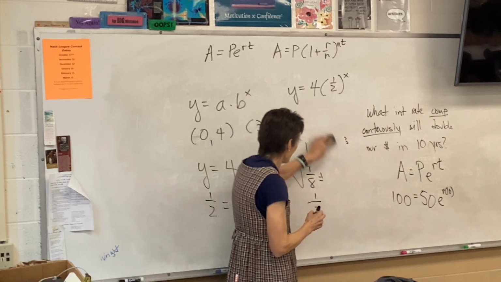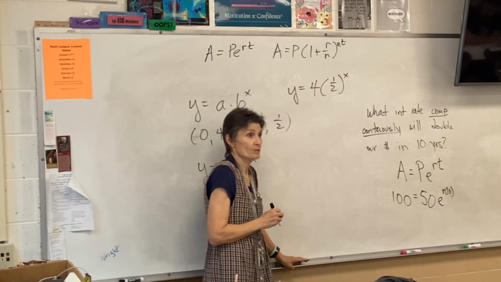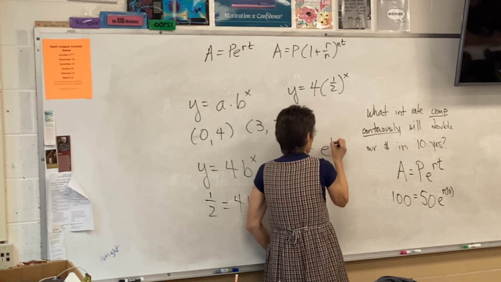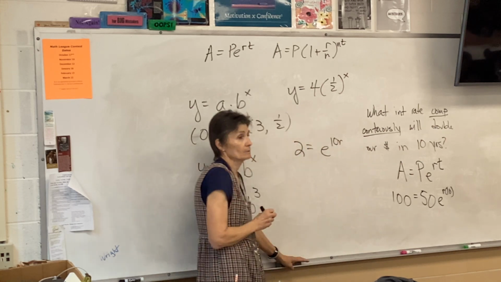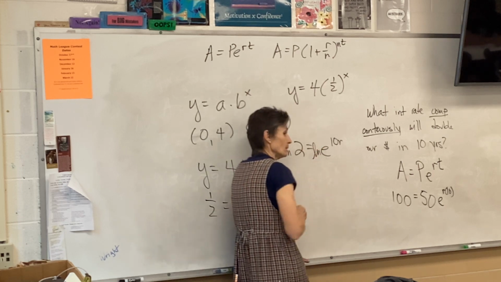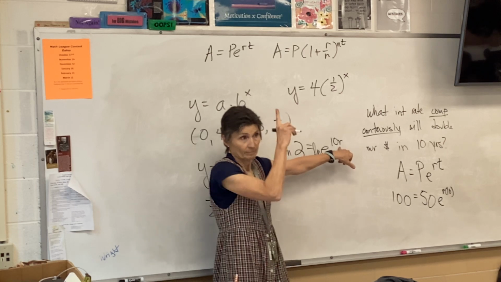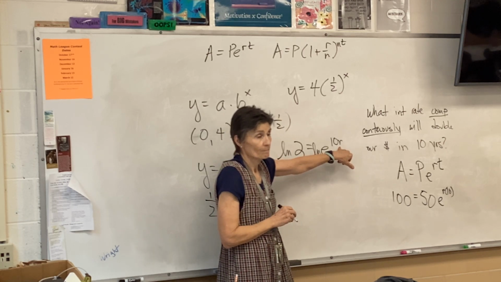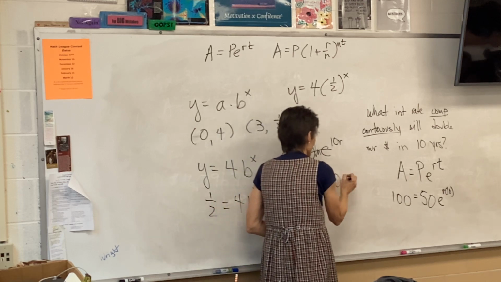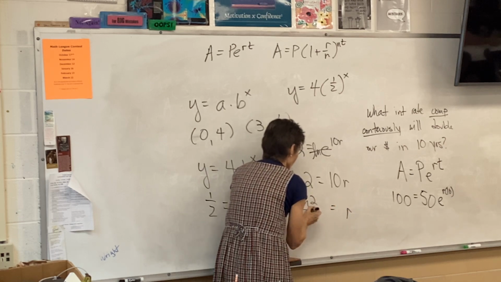So what do I have to do first? Divide by 50. So 2 equals e to the 10r. Then I'll ln both sides. How do I know I need a logarithm? Because my variable is up there. These are gonna go away, so ln 2 equals 10r. And r equals ln 2 over 10.